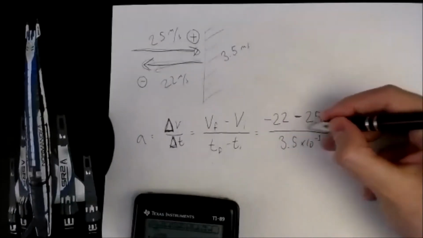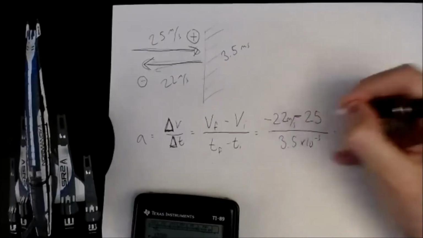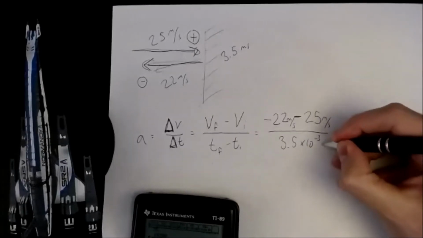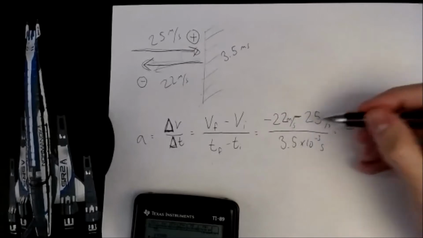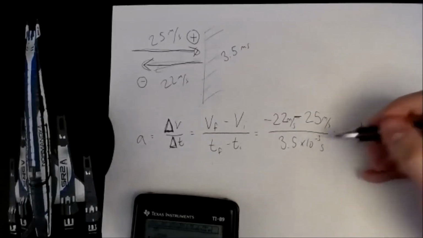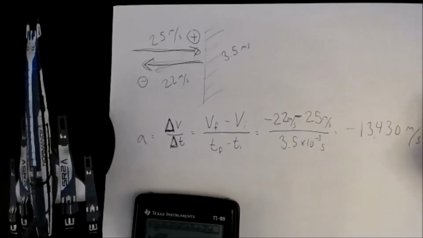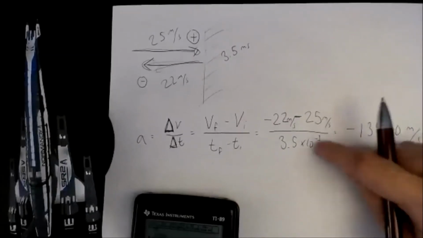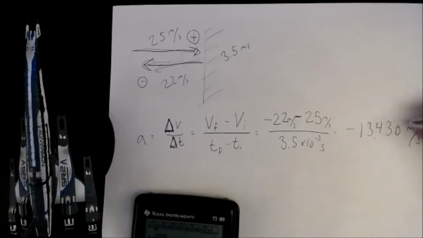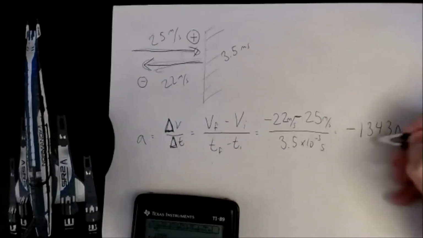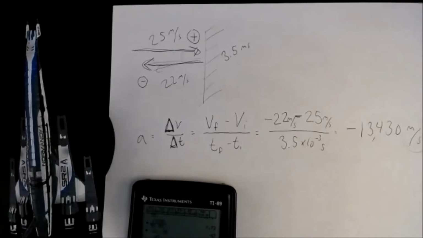Well, the units of these up here are both meters per second, because that's the velocity. Down here it's seconds. So meters per second, divided by seconds, you get meters, and then per second squared. I've got 2 sets of seconds in the denominators. So meters per second squared, which is exactly what you'd expect from an acceleration like that. Yeah, we get negative 13,430 meters per second squared.